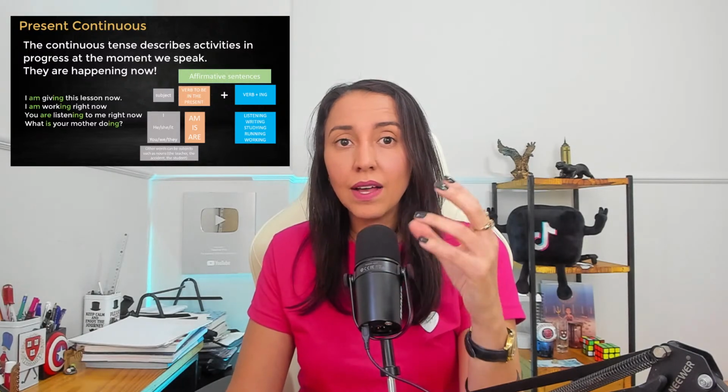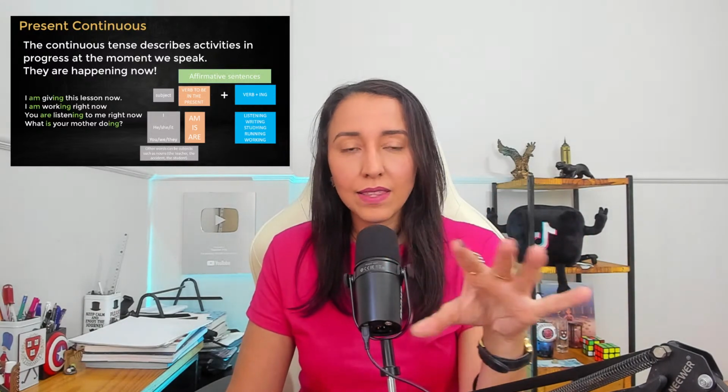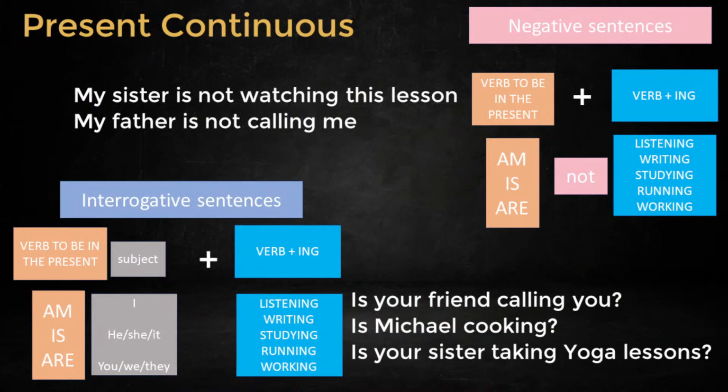No, okay? Action verb plus ing: listening, writing, studying, running, working. So I add the ing, okay? That's a very important piece of information. Now, moving on. A few more examples here, but in the negative form.